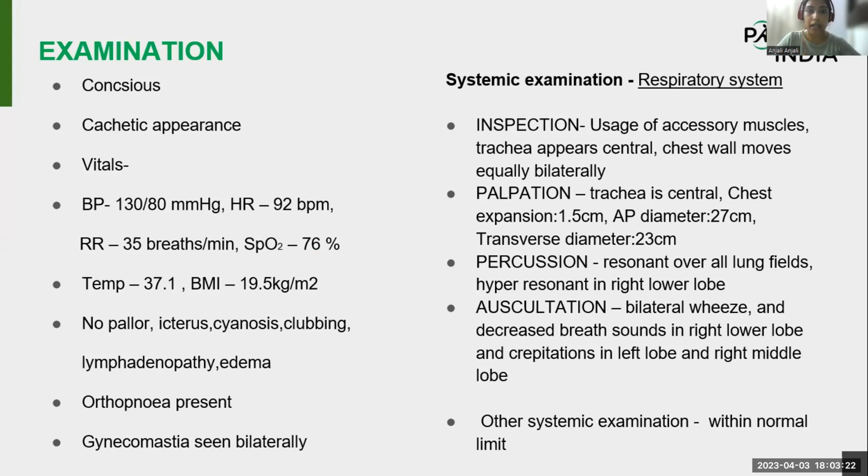Orthopnea was present. On systemic examination, on inspection, there was use of accessory muscles. Trachea appeared to be central, and the chest wall moved equally bilaterally. On palpation, trachea was central. Chest expansion was only 1.5 centimeters. AP diameter was 27, transverse was 23. Percussion was resonant over all the lung fields except for the right lower lobe where it was hyperresonant. On auscultation, he had bilateral wheeze with decreased breath sound in the right lower lobe and crepitations in the left lower lobe and right middle lobe. Other systemic examination was within normal limits.